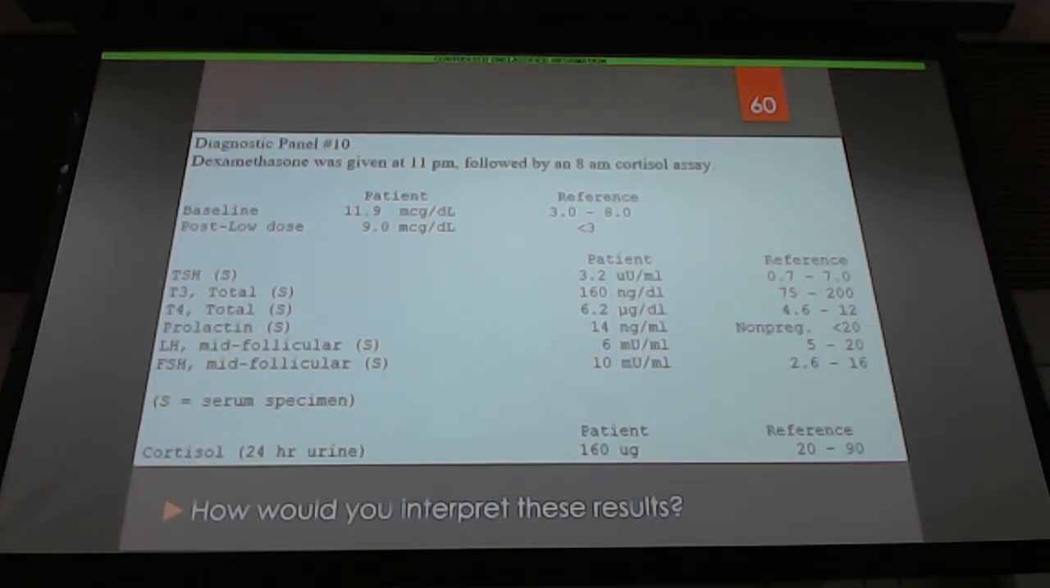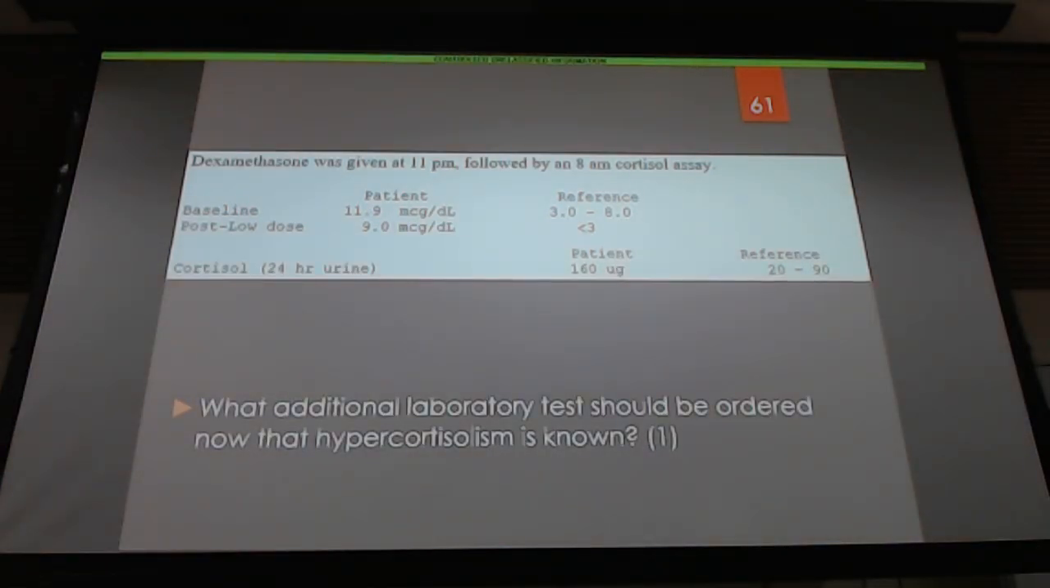Just cut out all the junk. There's all the junk. You cut it out. This is what you see. What additional laboratory tests should be ordered now that you can say this is hypercortisolism? Would you agree with the lab? What lab do you want to do next to help point me in the direction of what's going on?